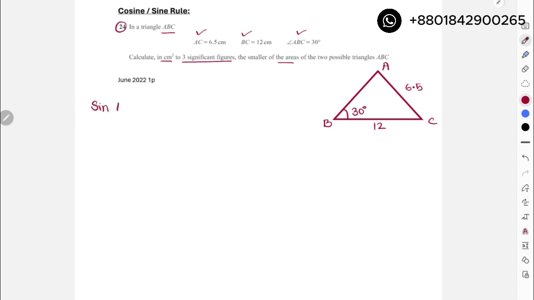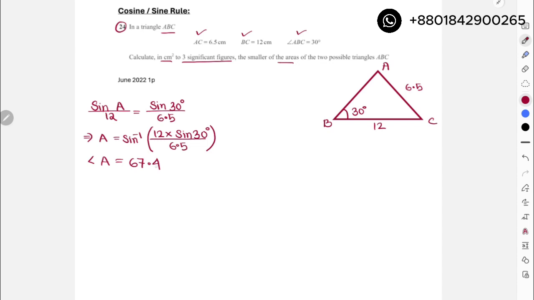That is sine angle A divided by 12 equals sine 30 degrees divided by 6.5, and that leaves you with angle A. That is 12 multiplied by sine 30 degrees divided by 6.5, and then all of this under the sine inverse function, right? So you get sine inverse of 12 sine 30 divided by 6.5, and that will be 67.4. This is your angle A.